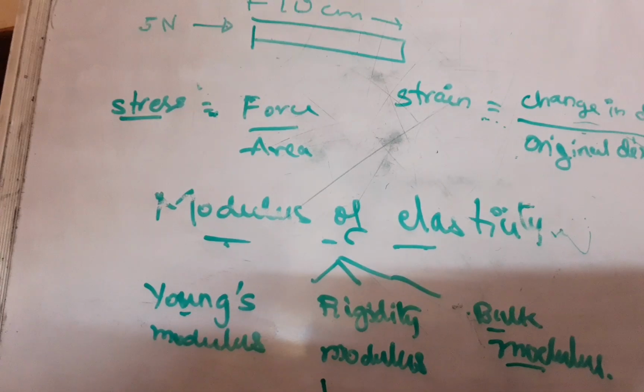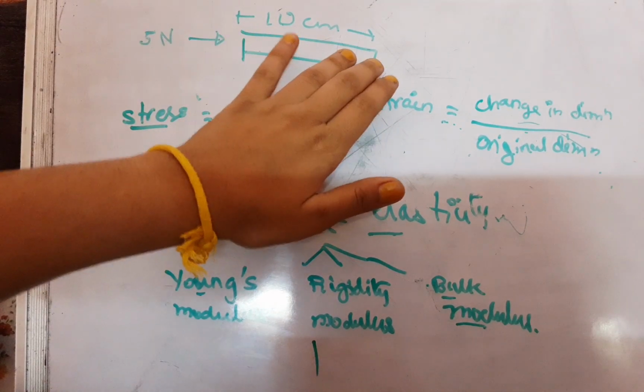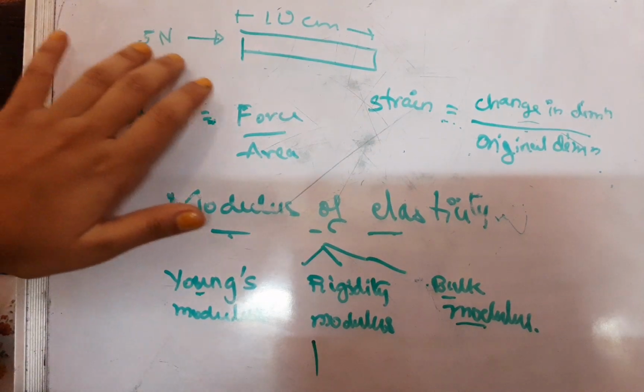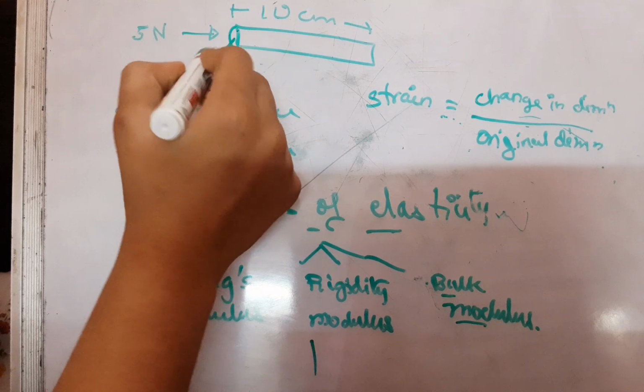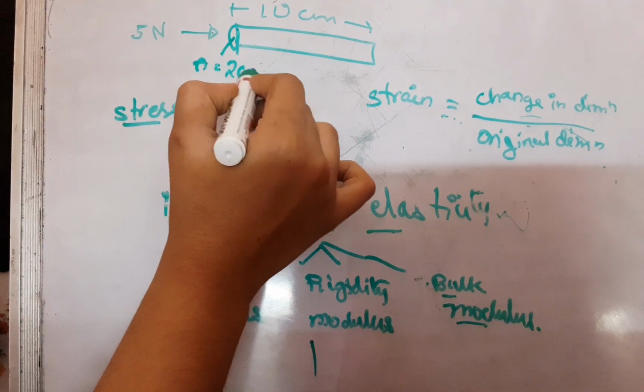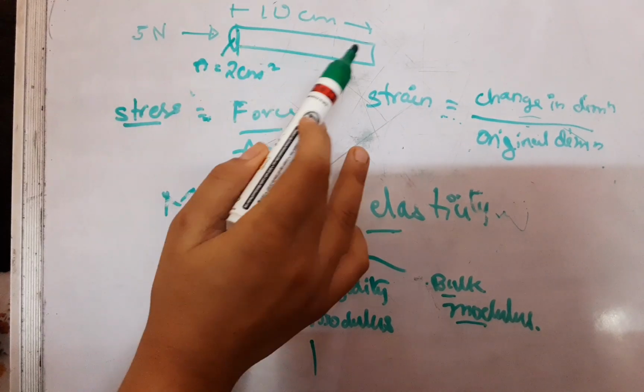And the area. So this was the rod of length 10 centimeters. You applied a force of 5 newtons on, suppose, an area of 2 centimeter square. So area was 2 centimeter square. Okay. So applying this force, what happened?